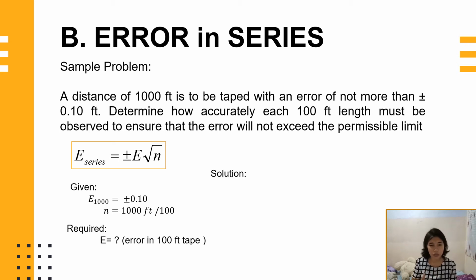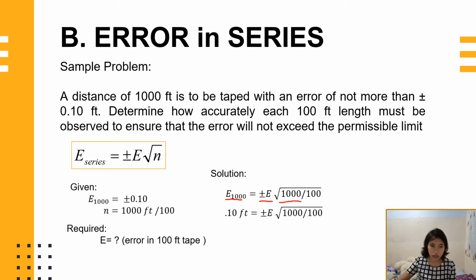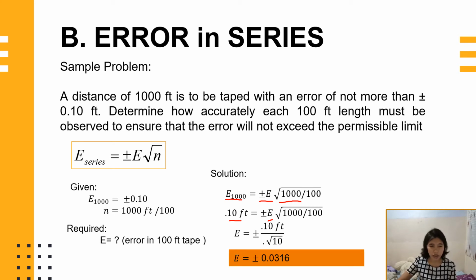So, the solution would be this one. We substitute the formula. The error of your 1,000 feet is equals to plus minus the required E times the square root of n. So, we substitute the values: 0.10 feet equals E times the square root of 10. If we divide both sides by the square root of n, your E becomes plus minus 0.0316. So, this would be the maximum amount of error in your 100 feet.